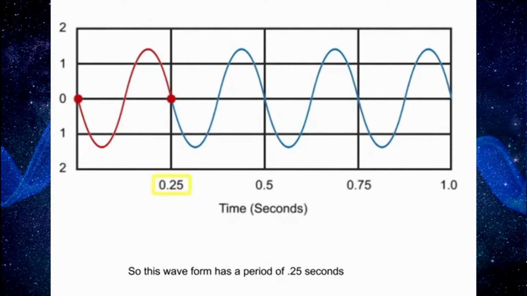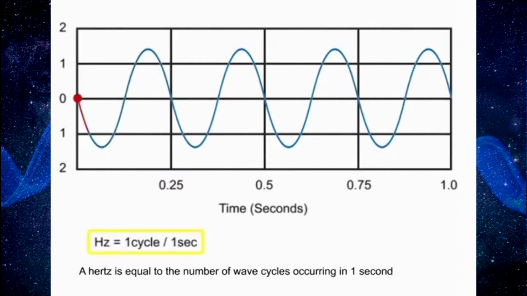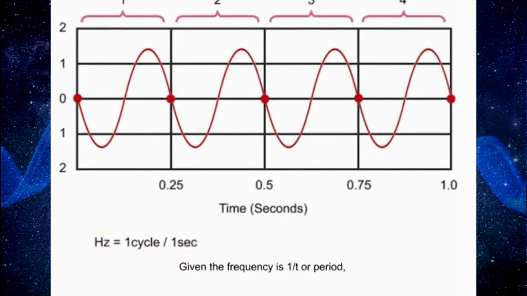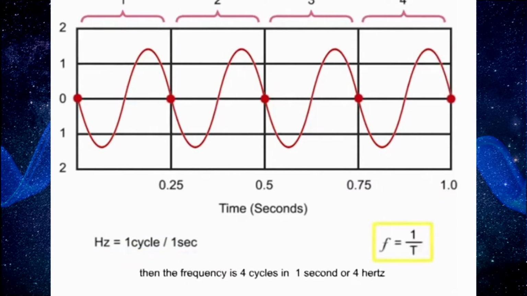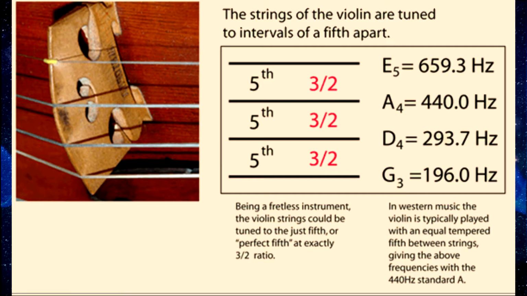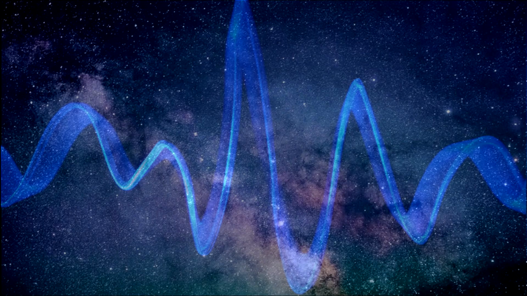The unit of wave frequency measurement is called Hertz. A Hertz equals the number of wave cycles occurring in 1 second. For this wave, there are 4 cycles in 1 second. Given that the frequency is 1 over t, or period, the frequency is 4 cycles in 1 second, or 4 Hertz. So for example, the A note on a violin string vibrates at about 440 Hz, 440 vibrations or waves per second. How does frequency impact our bodies?